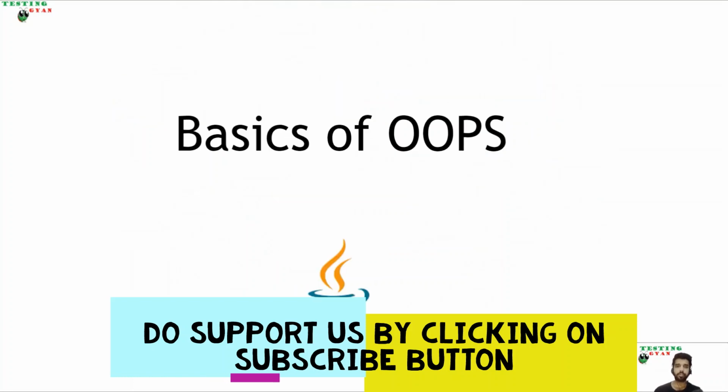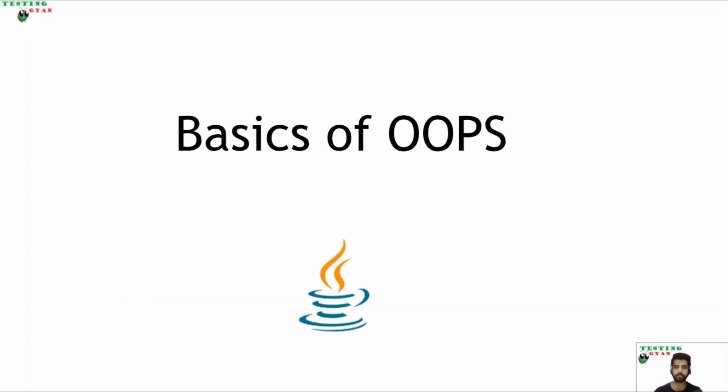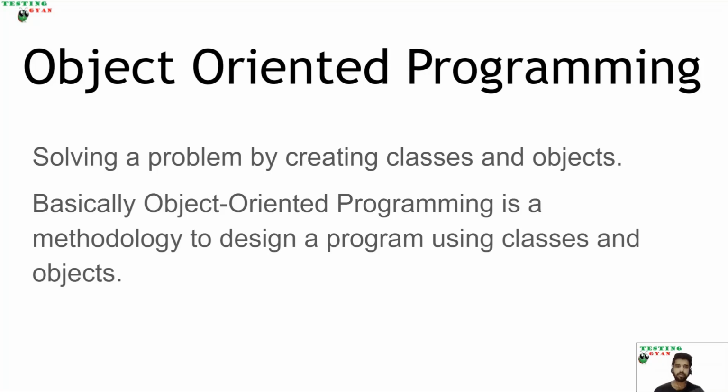In today's video, we are going to discuss object-oriented programming and its concepts. So let's understand what object-oriented programming means. Object-oriented programming is basically a methodology to design a program using classes and objects. Before object-oriented programming, computer languages used to be designed as procedure-oriented programming.